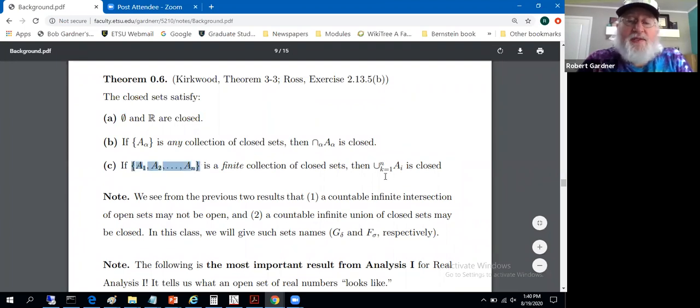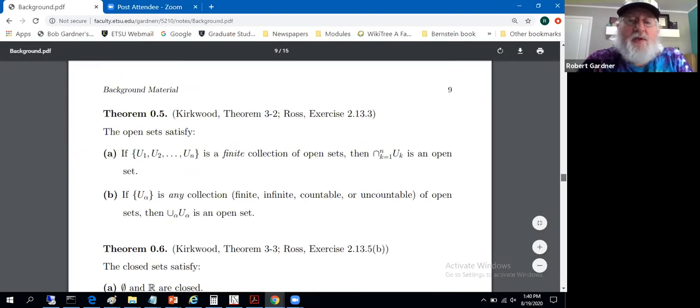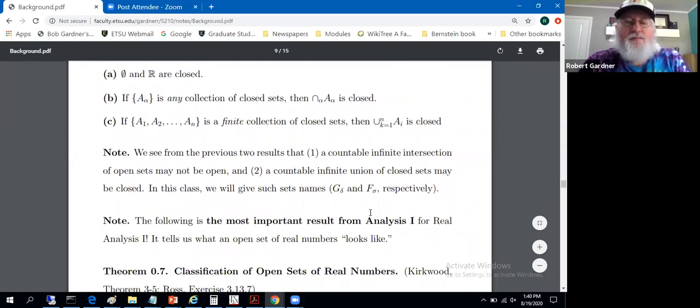So what this didn't say is what happens when I have a countable collection of closed sets and I union them, or when I have a countably infinite collection of open sets and I intersect them. Where we had finite, what happens if I try to replace this with infinite? Well, it doesn't work. The result doesn't hold, as we can show, and you show in senior level analysis by example.